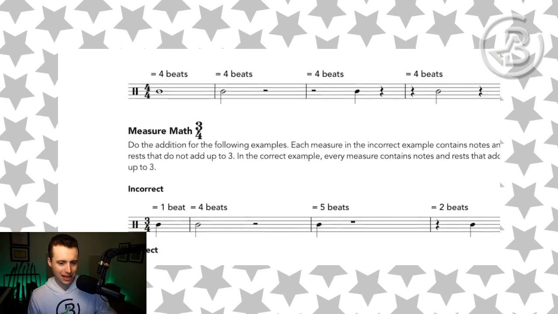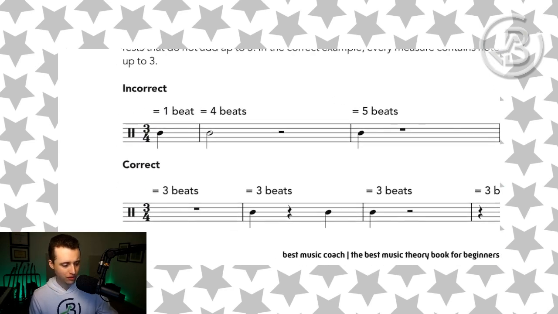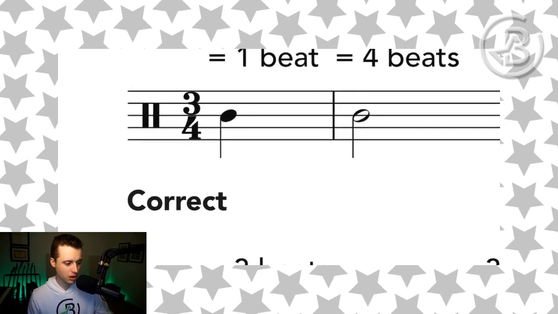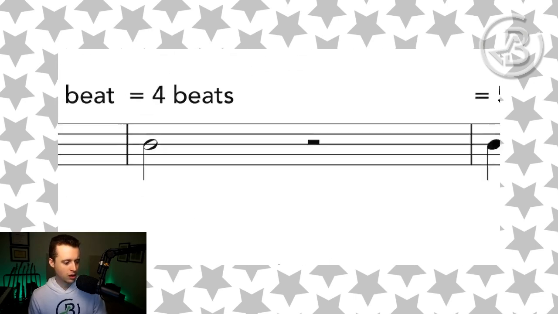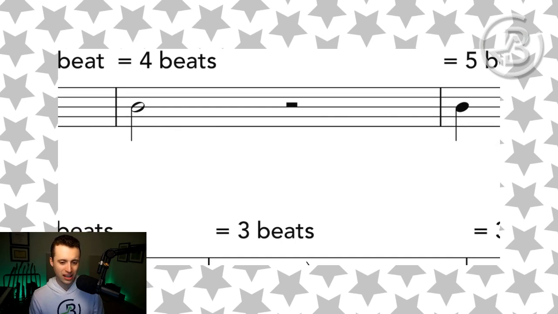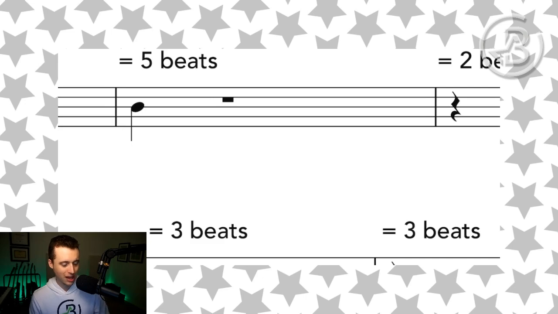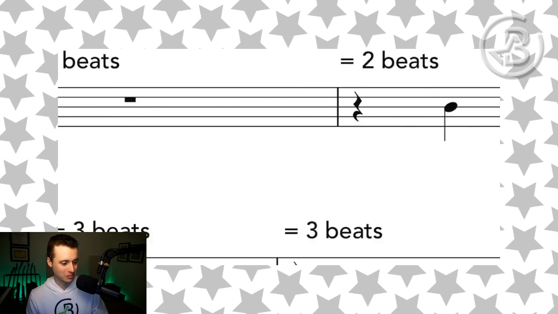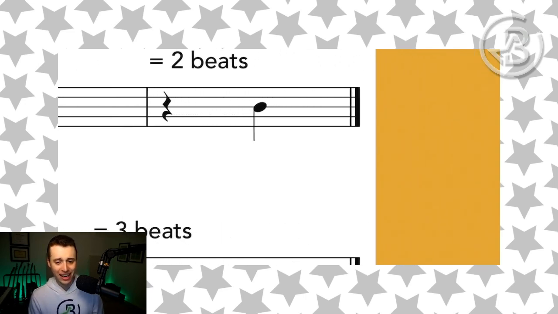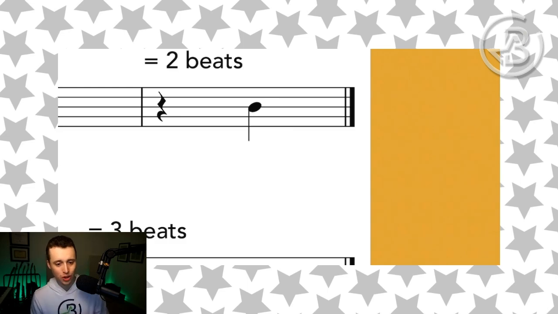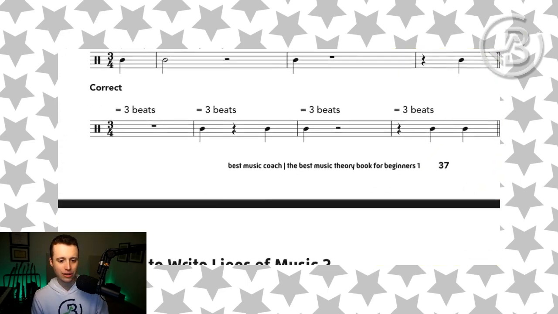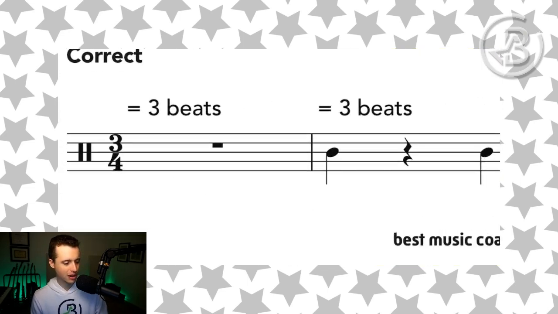Let's look at some incorrect and correct measure math for 3/4. So the time signature is 3/4. We need 3 beats or 3 counts in every measure. Well, 1 quarter note, that's not right. 1 half rest and 1 half note, that's 4 beats. That's not right. And then we have a whole rest plus a quarter note. Well, that's not right for sure. And then a quarter rest plus a quarter note. Well, that's only 2 beats. So that's no good because we need 3 beats or 3 counts in every measure.